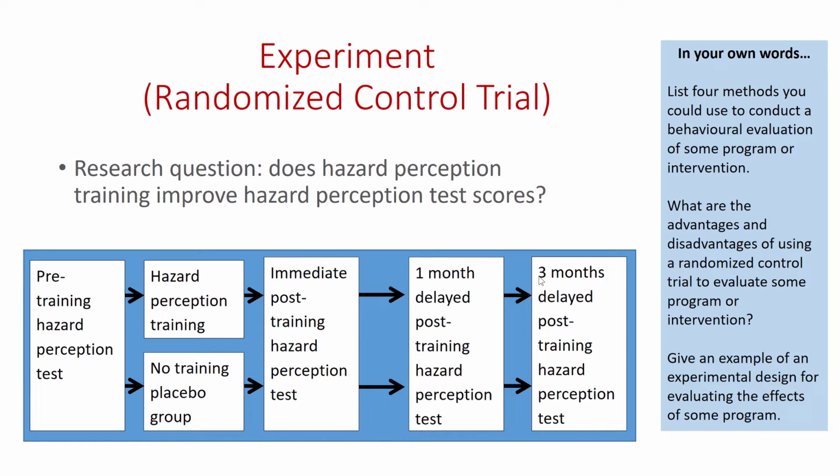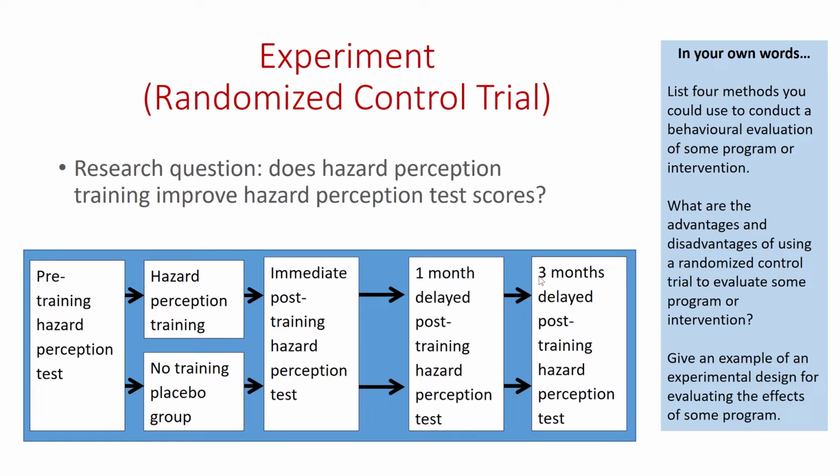Right, so in your own words, list 4 methods you could use to conduct a behavioural evaluation of some program or intervention. You can just list those 4 methods that we mentioned on the previous page: an experiment, a quasi-experiment, a quantitative survey, or a qualitative survey.